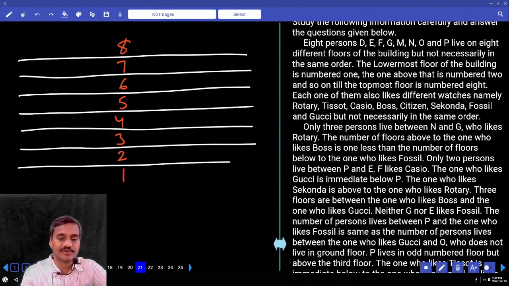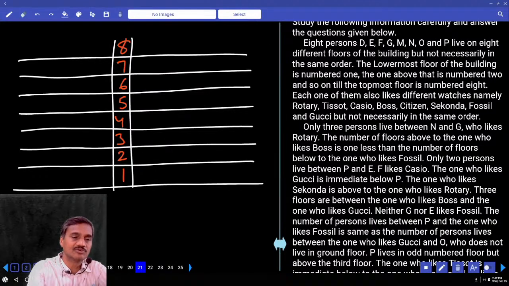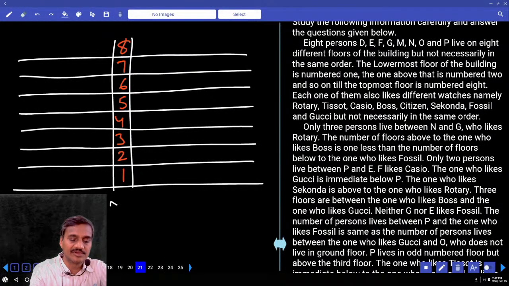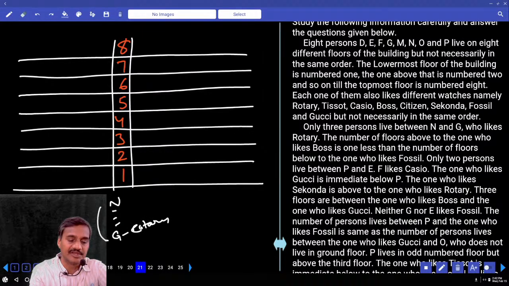Each one of them has different watches. Then coming to condition number 1. My first condition, tell me, what is the answer here? Now in the first one, only 3 persons between N and G, G likes rotary. Now in between N and G, how many people are there? 3 persons. And G likes what? G likes rotary. Now G likes rotary, but there are 3 persons in between, in any order.